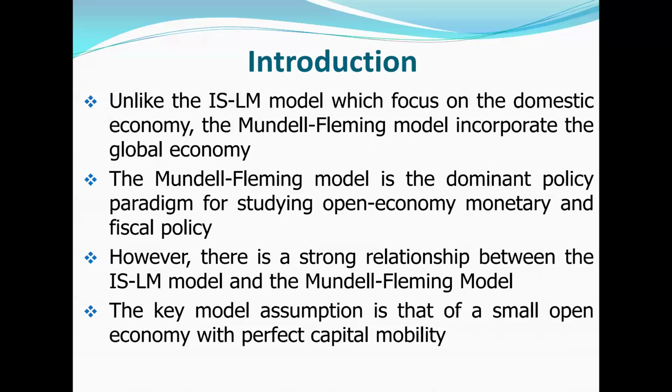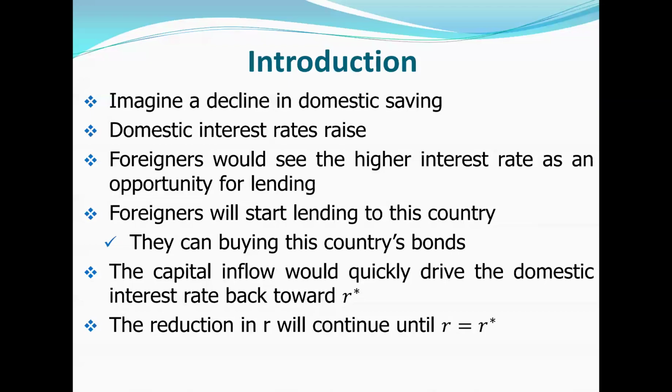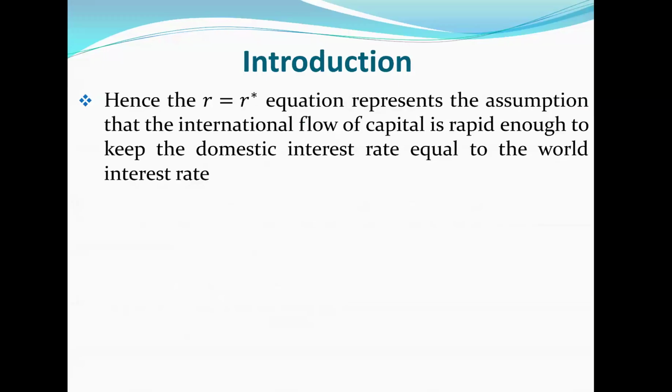The only difference is that the Mundell-Fleming model incorporates the global economy, the rest of the world. We are dealing with an open economy, whereas in the IS-LM, we are just dealing with a closed economy. The variables that we are still using are the same. It's only that now we're dealing with the global world. Are we good?